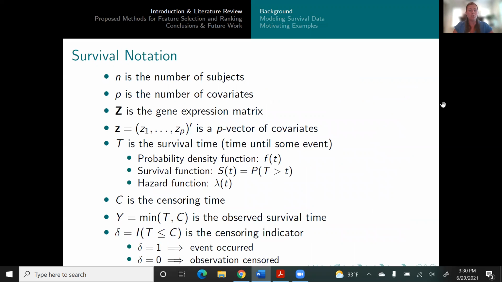The survival notation I will use throughout this talk: N is the number of subjects, P is the number of covariates. We have capital Z, the gene expression matrix, Z is a P-vector of covariates, T is our survival time, and we have the density, survival, and hazard functions. C is the censoring time, Y is the minimum of T and C, which is going to be the observed survival time, and therefore we have delta, which is the censoring indicator. Delta equal 1 means the event occurred, and delta equal 0 means the observation was censored.